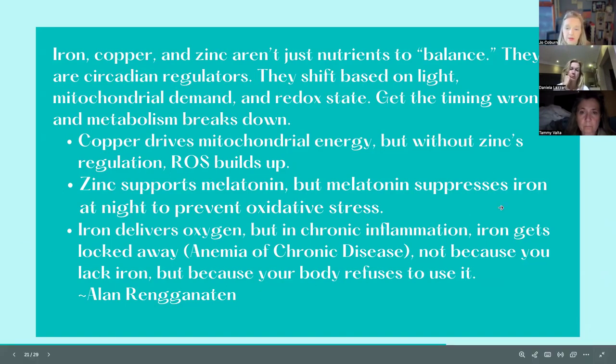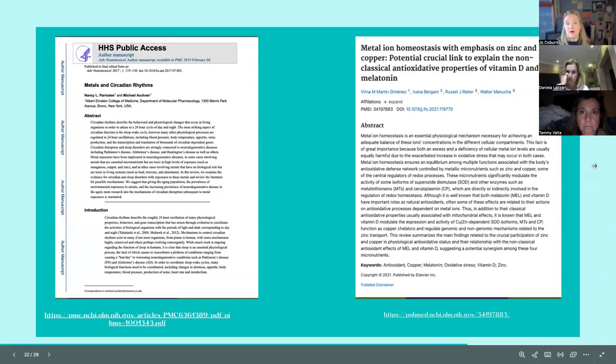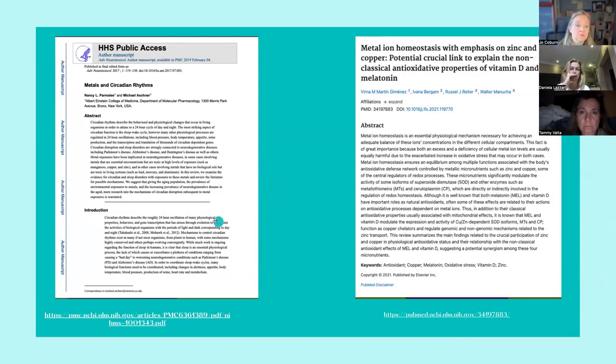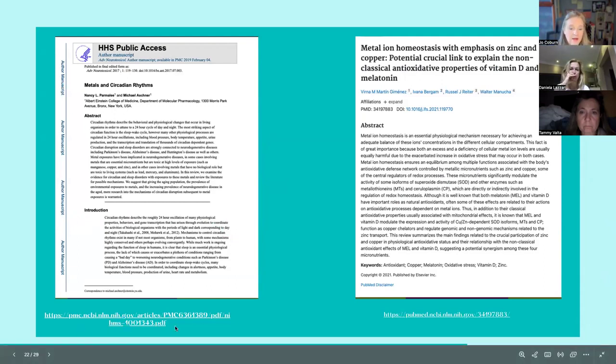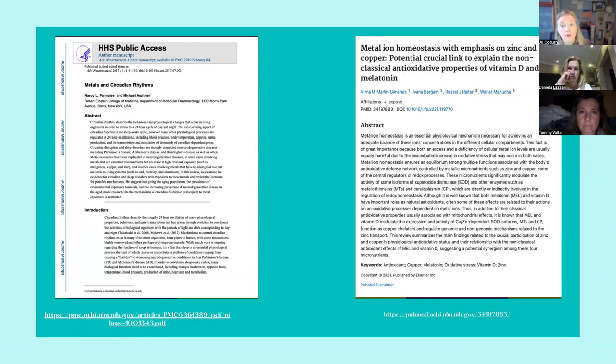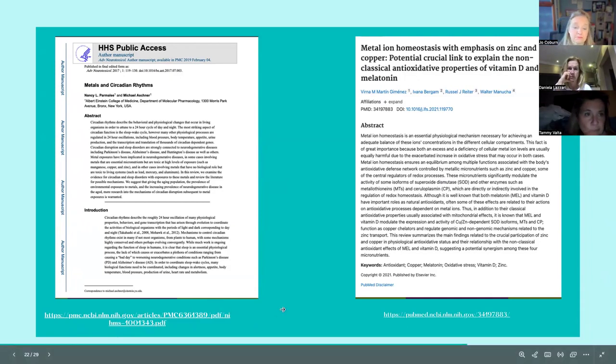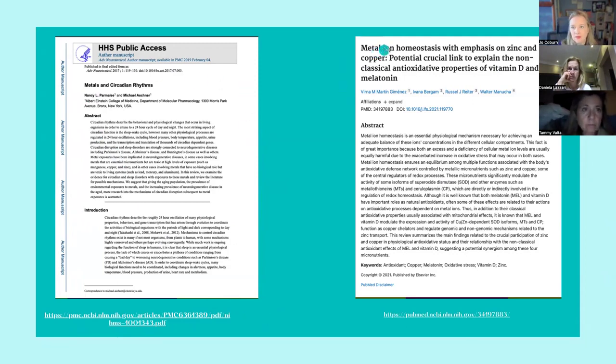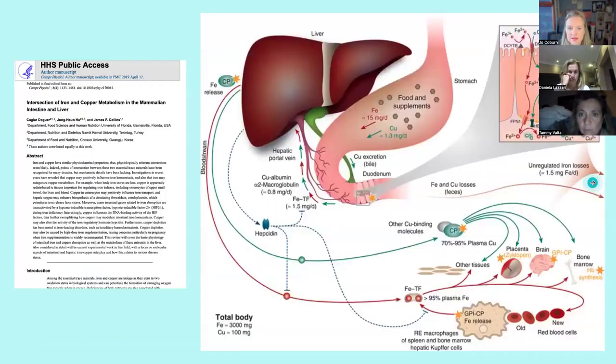So this is the gentleman that posted this, but these are some of the articles that he cited. I have not added these to the membership yet. I just put them on the slides right before we started, and I will move them to that huge list of resources that we have. They are: metals and circadian rhythm, and metal ion homeostasis with the emphasis on zinc and copper, and the crucial link to explain non-classical antioxidant properties of vitamin D and melatonin. And how these are all interconnected is really kind of fascinating.